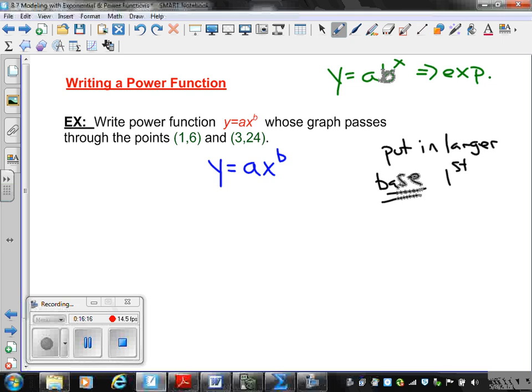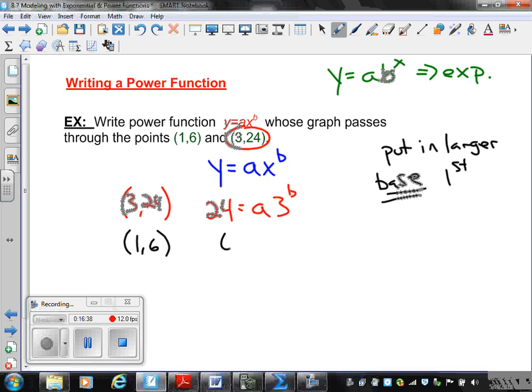So I'm going to put in 3, 24. So when y is 24, this is going to equal a times 3 to the b. And now I'm going to put in my other point, which is 1, 6. And I'm going to say 6 equals a times 1 to the b. Okay, so somewhat similar looking. And again, I wrote one right on top of the other, and the process is the same.